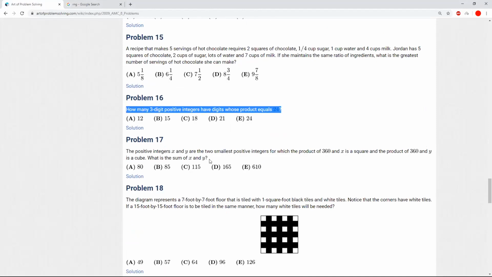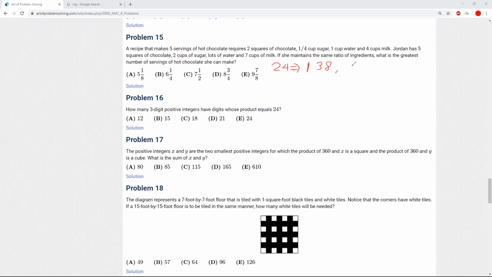How many 3-digit integers have digits whose product is equal to 24? So this one's just more of those casework questions. So let's just find all the possibilities of 3 numbers that multiply to 24. So we can have stuff like, there's so many combinations. So if one of them is a 1, then we can have like 3 and 8.